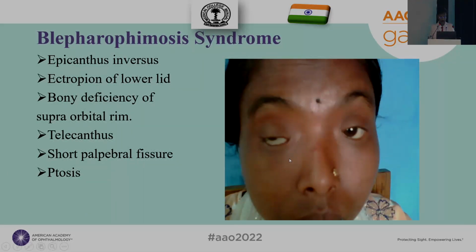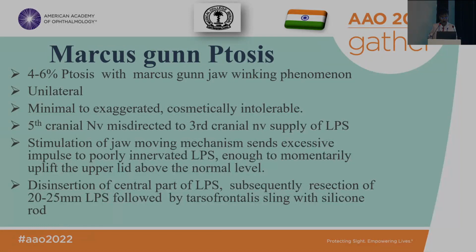This is epicanthus inversus. This is ectropion of the lower lid at the lateral part. This is bony deficiency of the orbital rim. This is telecanthus: the distance between the two medial canthi is increased, with short palpebral fissure and also ptosis. So blepharophimosis syndrome may have epicanthus inversus, ectropion of the lower lid, bony deficiency of the supraorbital rim, telecanthus, short palpebral fissure, and ptosis.